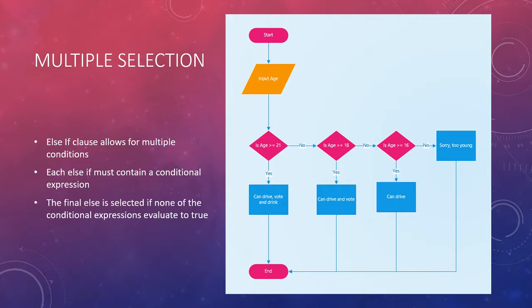I'm going to input the age. If the age is greater than or equal to 21, I'm going to say they can drive, vote, and drink, not at the same time, right? But if it's not, I'm going to check to see if the age is greater than or equal to 18. And if it is, I'm going to say, oh, they can drive and vote. But if it's not, I'm going to check to see if the age is greater than or equal to 16. If it is, I'm going to say, oh, they can drive. But if it's not, I'm going to say, sorry, that's just too young. And then we'll be done.